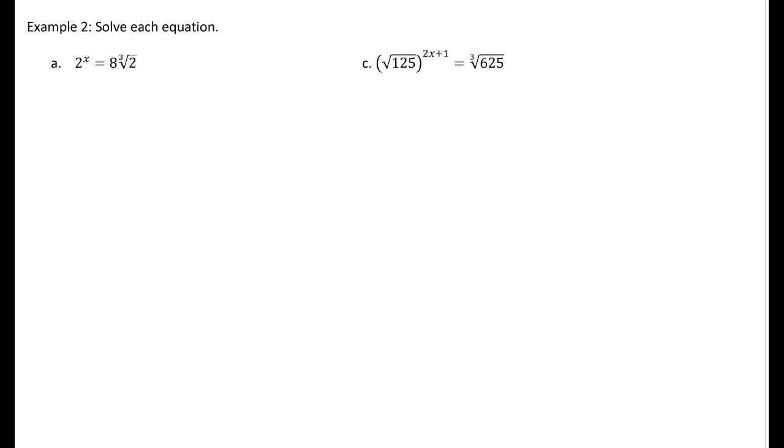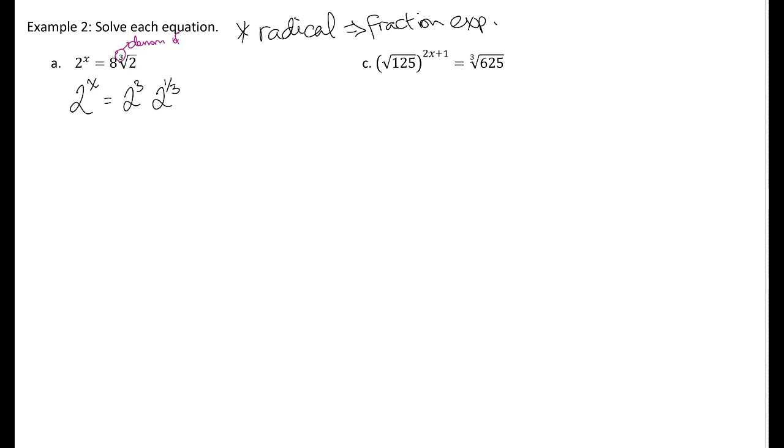When we have radicals, the key thing to remember is that a radical means a fractional exponent. So when I'm looking at this one, I've got 2 to the power of x equals, I'm going to rewrite 8 as a power of 2 as well, 2 to the power of 3, but then this part, my radical, becomes 2 to the power of a third. So again, that number attached to my radical, the index is what it's called, the index is my denominator of my exponent.